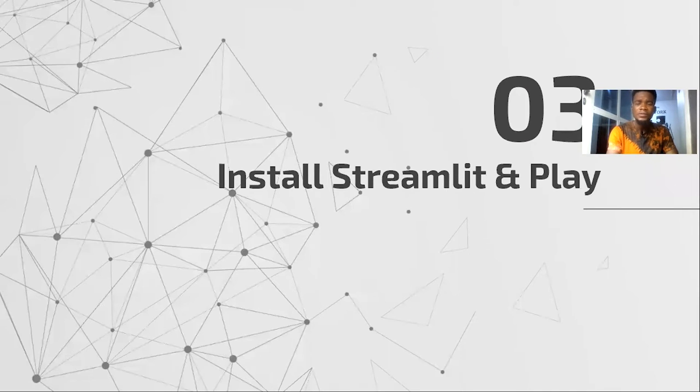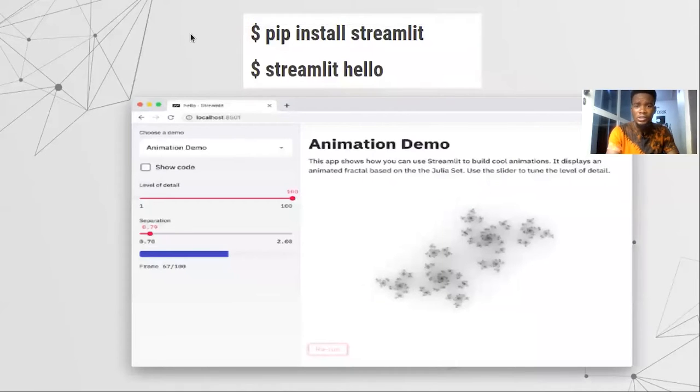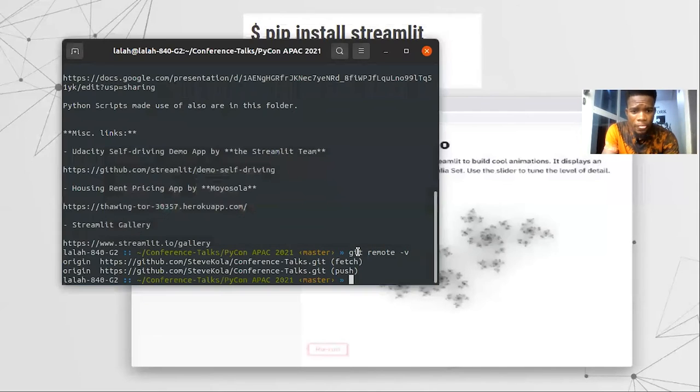All right, so let's move on to the installation of Streamlit. Installing Streamlit is as easy as installing any Python library. All you need to do is pip install streamlit. And once you've been able to do that, you could try streamlit hello, which is going to spin up a demo in your browser. I'm going to try that out for you. So I'm going to type streamlit hello.